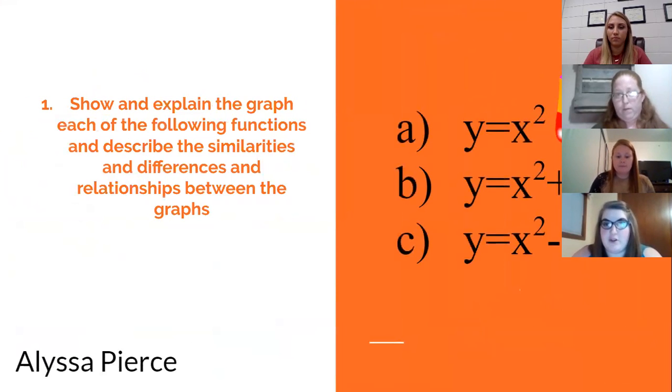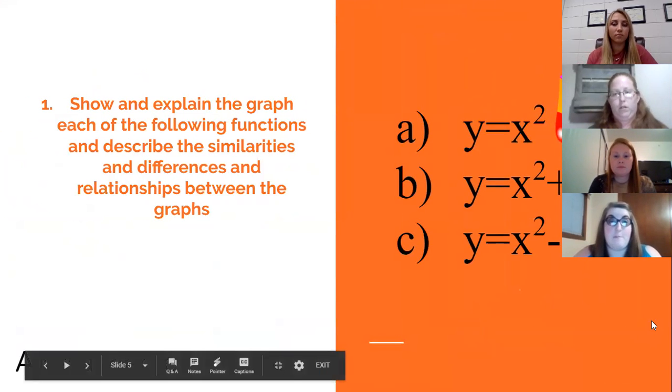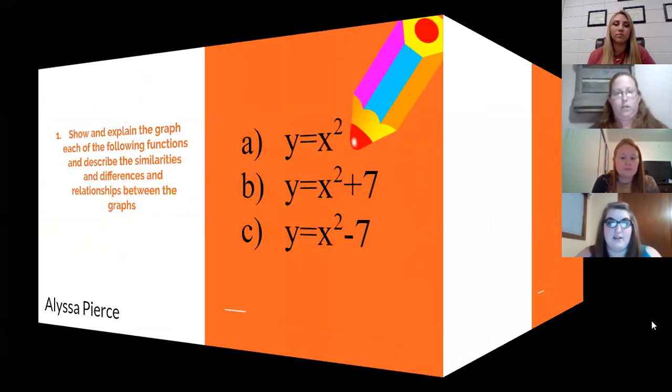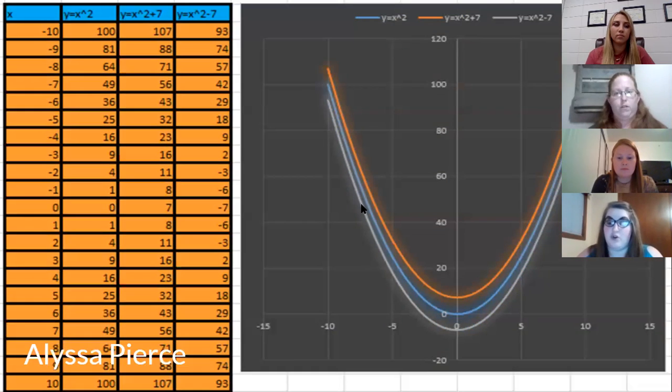So first I'm going to go ahead and tell you guys a little bit more about functions. A function is basically a rule that connects certain variables. Our functions are y equals x squared, y equals x squared plus 7, and y equals x squared minus 7. So let's take a look at those on my next slide, and we're going to put them to a graph.